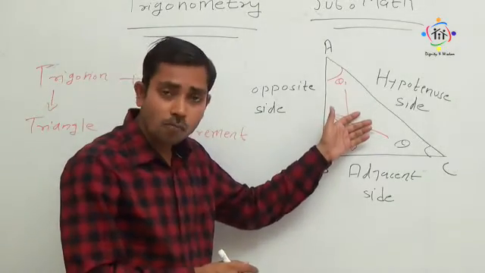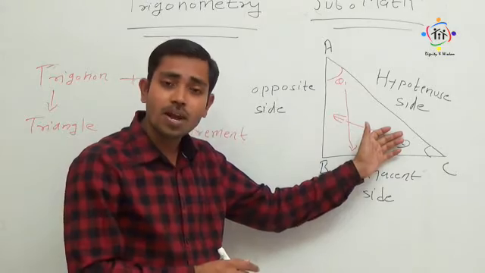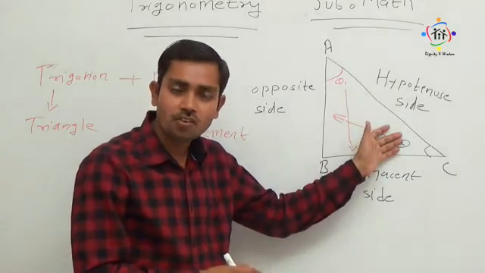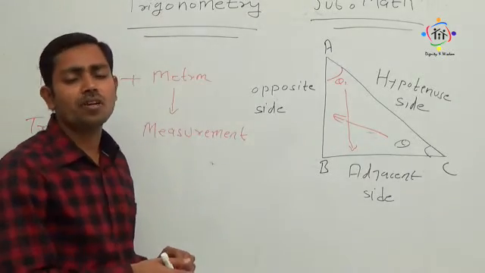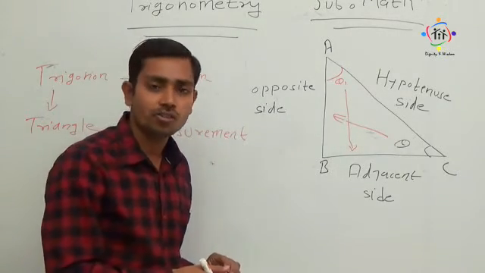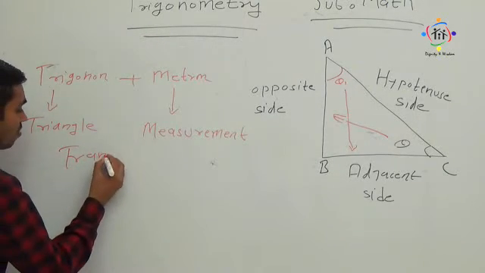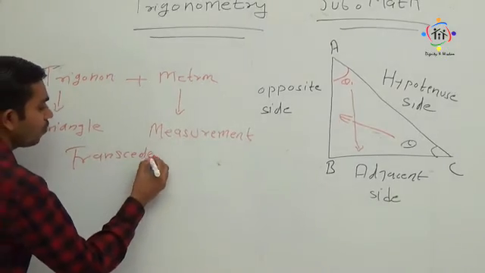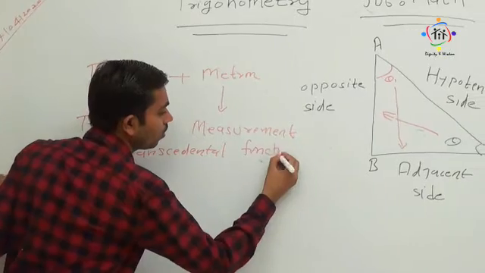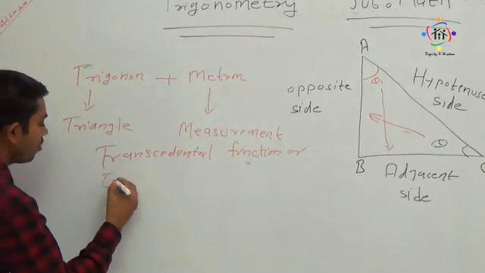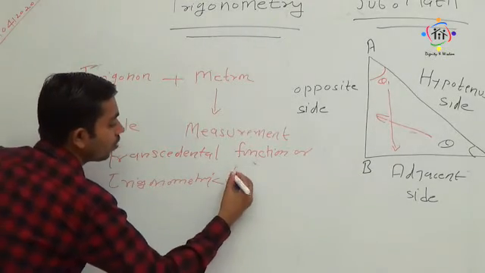There are some formulas based on these sides and the angle, given by trigonometric ratios. There are 6 trigonometric ratios. This is also a function. This trigonometric ratio is also called a function. It is a transcendental function. Which type of function, my dear students? Transcendental function. A trigonometric function.